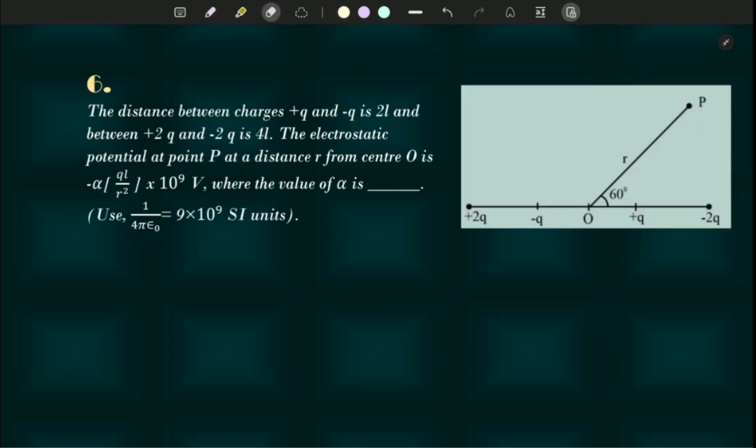Question number 6. The distance between charges plus Q and minus Q is 2L, and between plus 2Q and minus 2Q is 4L. So we are given two pieces of information. You can also see the figure given on the right side. The electrostatic potential at point P at a distance r from center O is in this format. I have to find the value of alpha. So before that, I think you know how to write a dipole. Minus Q to plus Q. This is a dipole. Let me take a different color.